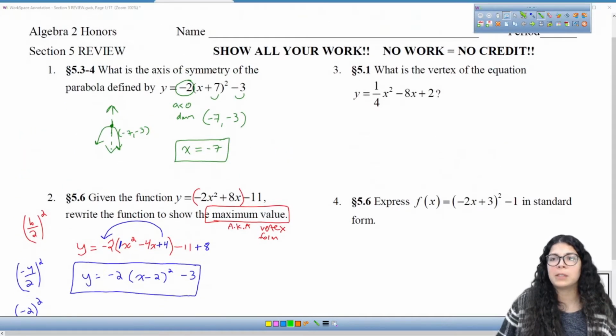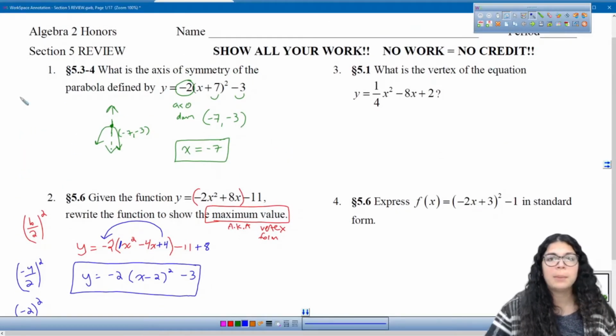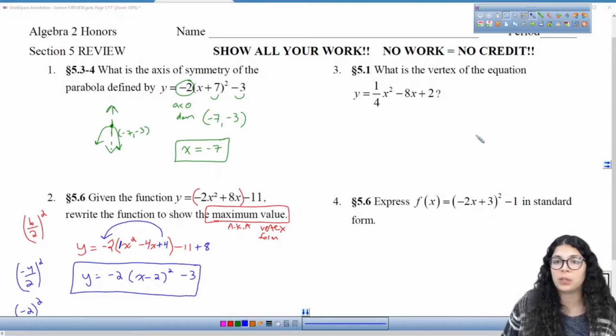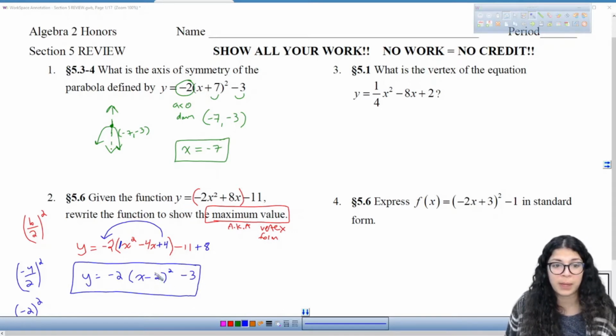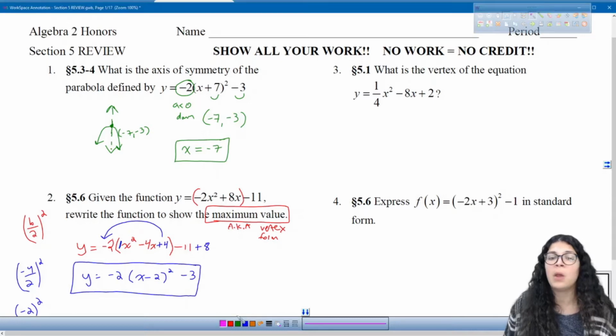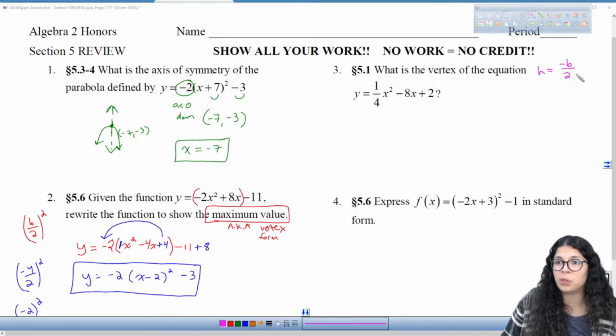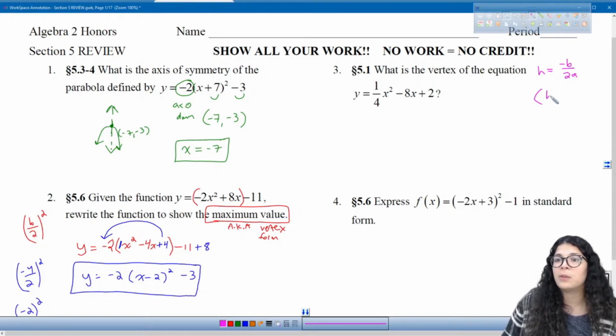Okay, let's move on to number 3. So on number 3, we need to find the vertex of the equation. Now we can actually find the vertex from the vertex form, because you can see the vertex right away, right? The vertex here is 2, -3. Or from standard form, you could use the formula to find the x value of the vertex, h, is -b/2a. Okay, so that's how you find the x value of the vertex, and then to find the y value of the vertex, you just plug in the x value, and that'll give you the y value.